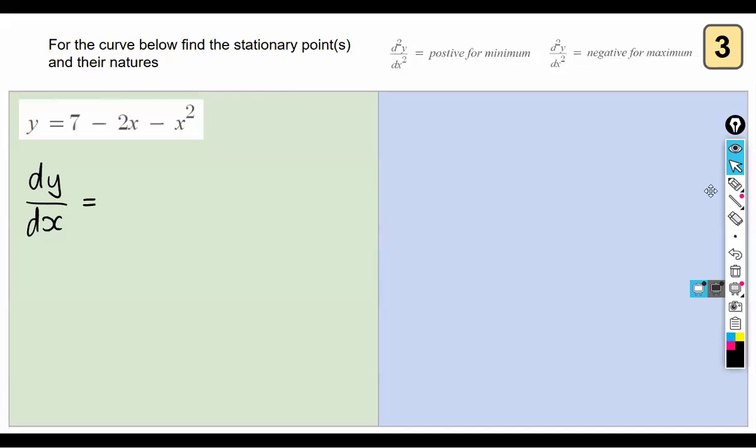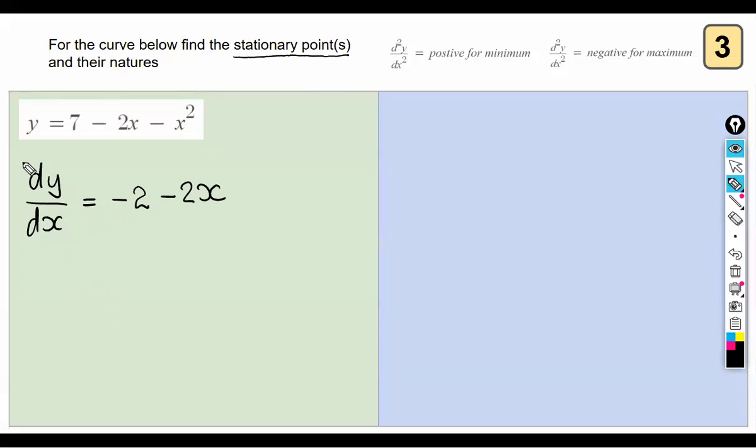Right. So when we differentiate the 7, we get 0. When we differentiate minus 2x, we get minus 2. And when you differentiate this, you throw the power in front and minus 1 from the power. That is what you get when you differentiate that expression. Basic differentiation from the first day. Now, what do we know about stationary points? At stationary points, the gradient is 0. You get a flat line. Remember, I showed you all that.